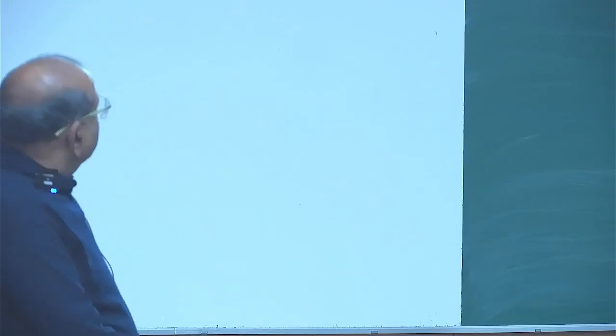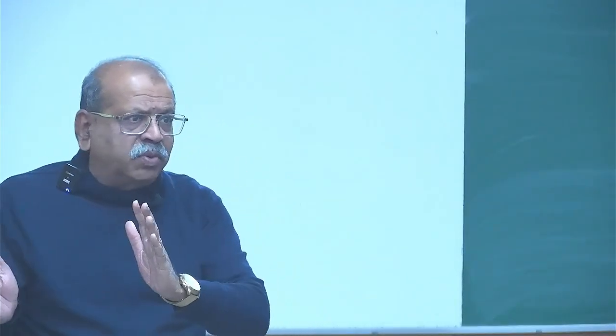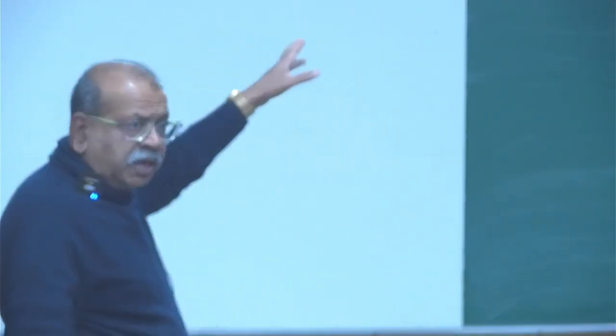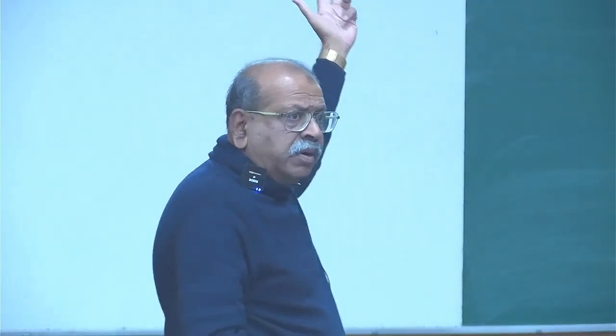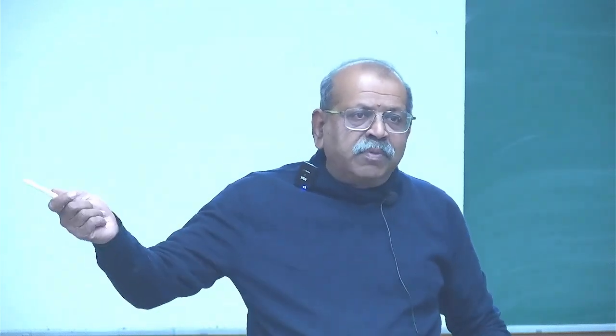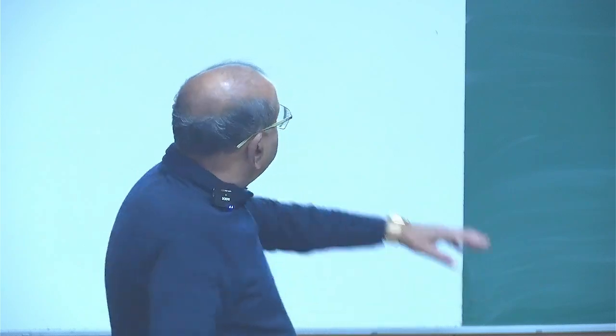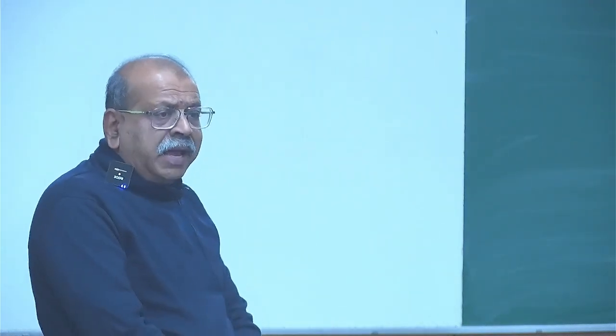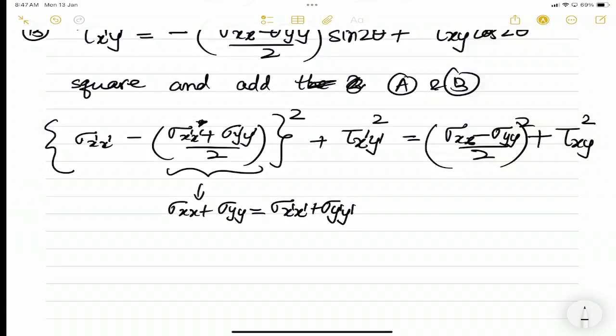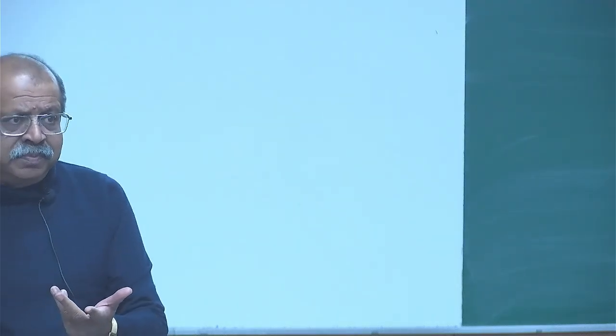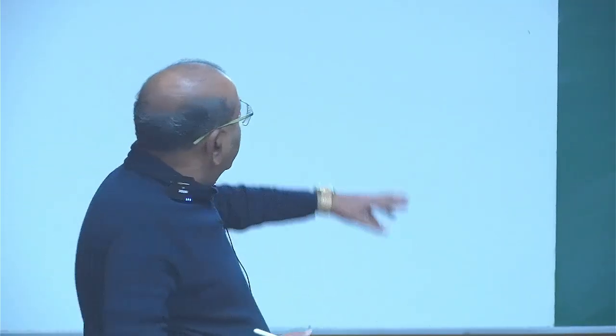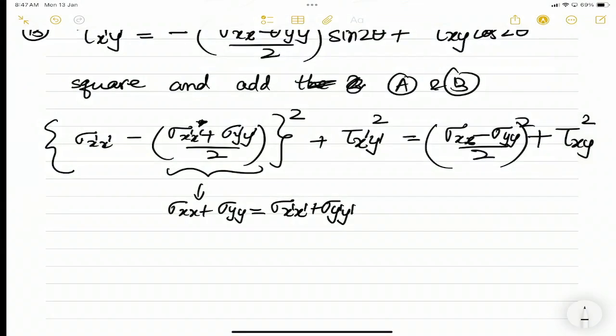Now I'm given sigma xx, tau xy, and I'm given an angle theta, and what I get is any x prime y prime transforms according to this equation. So this is an equation of which quantity? If I plot sigma x prime on the x-axis, tau x prime on the y-axis, what will I get? I will get a circle. Okay? And what is the center of the circle? Sigma x prime plus sigma y prime by 2, which is equal to sigma xx plus sigma yy by 2, and 0. And so this is an equation of a circle.